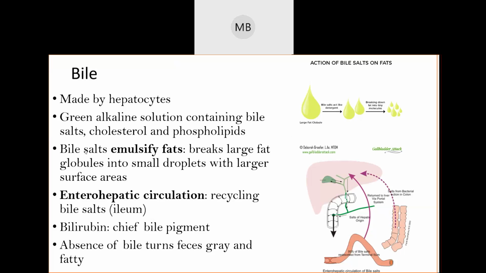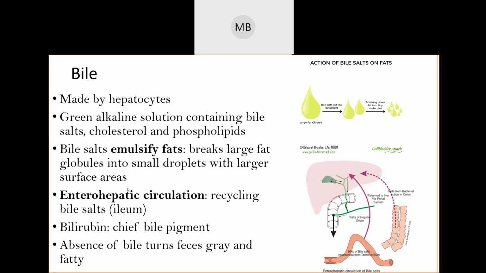Right? Bile salts emulsify or soften and break down fats. So that means these chemicals go into like overdrive mode when you've eaten a super greasy meal. Right? They are going to break large fat globules down into smaller droplets with larger surface areas so that you can break down fat and grease.